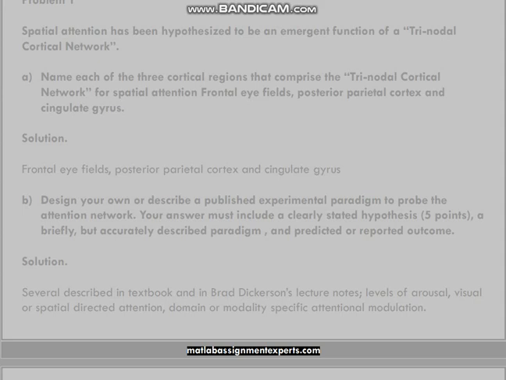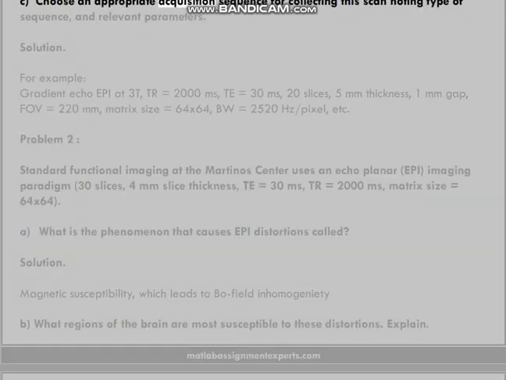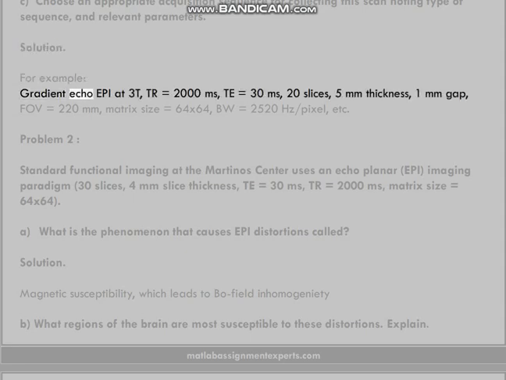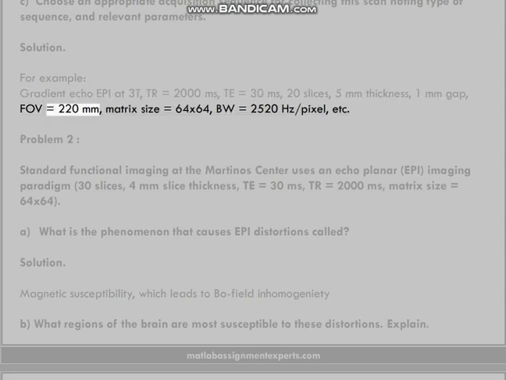C. Choose an appropriate acquisition sequence for collecting this scan, noting type of sequence and relevant parameters. Solution: for example, gradient echo EPI at 3T, TR equals 2000 milliseconds, TE equals 30 milliseconds, 20 slices, 5 mm thickness, 1 mm gap, FOV equals 220 mm, matrix size equals 64 times 64, BW equals 2520 Hz per pixel, etc.